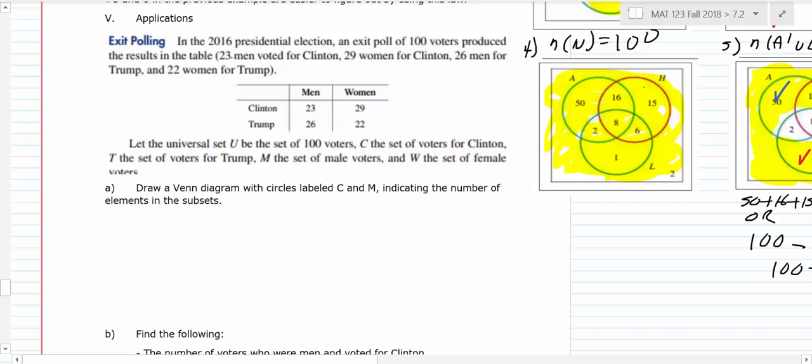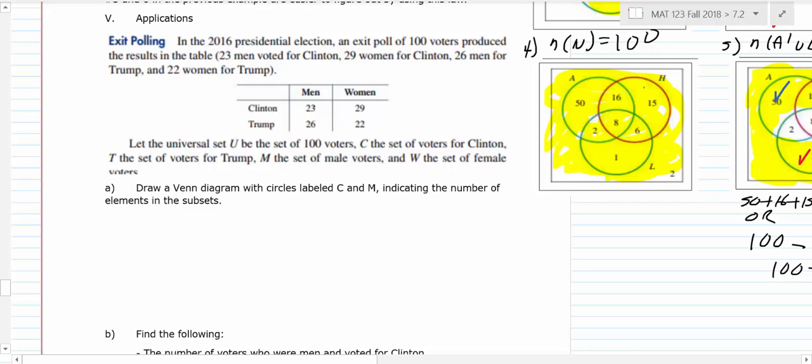So anyway, what they said on this is 23 men voted for Clinton, 29 women for Clinton, 26 men for Trump, and 22 women voted for Trump. Okay, so I'm putting this together in a diagram. We're going to make a Venn diagram out of this.